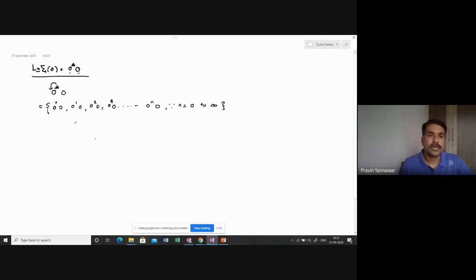So what does this mean? Though this has zero occurrence, you still have one occurrence of 0. Here this has one occurrence concatenated with 0, so this is 2 zeros. This is 3 zeros. This is 4 zeros, and so forth.